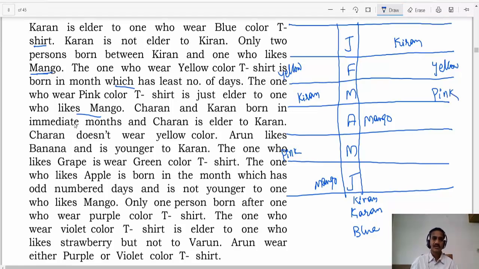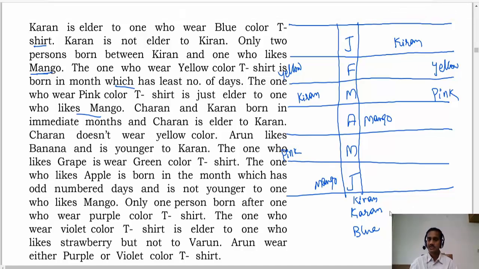And Charan and Karan are born in immediate months. Charan is elder to Karan, right? Now Charan and Karan are adjacent to each other. Since Kiran is here, Charan must come next, after Charan Karan, and after Karan blue. So these three must be adjacent.